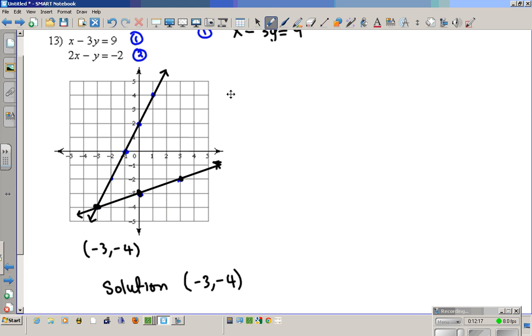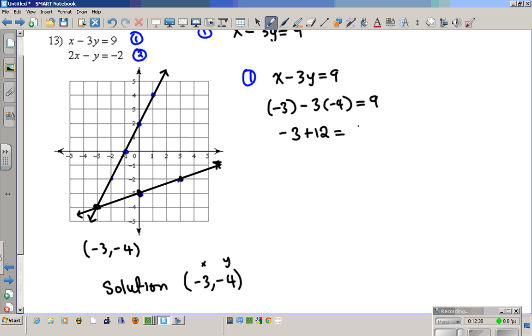So let's start out by trying equation 1, which is x minus 3y equals 9. So let's test this and see if it works here. So the question is, is -3 minus 3 times -4 equal to 9? Is -3 plus 12 equal to 9? Is 9 equal to 9? Yes, that checks out.